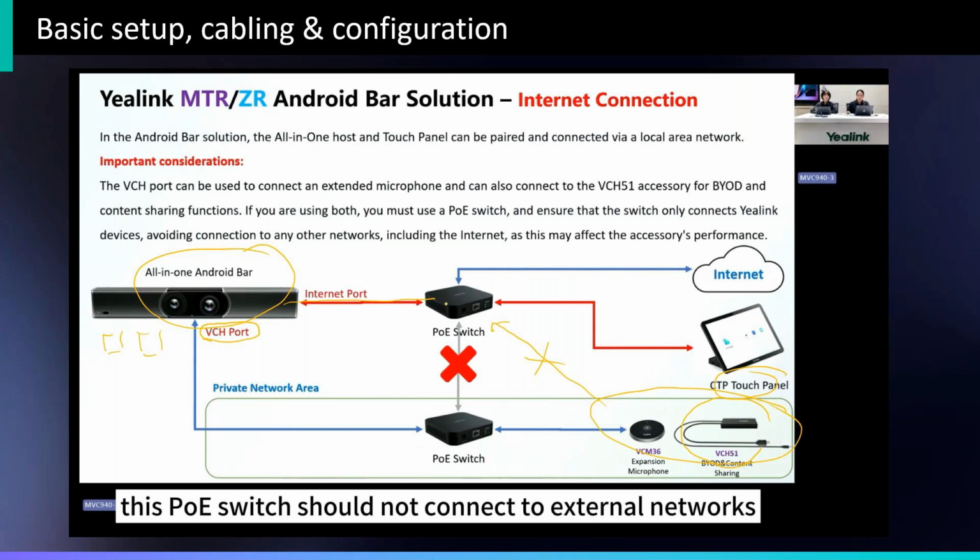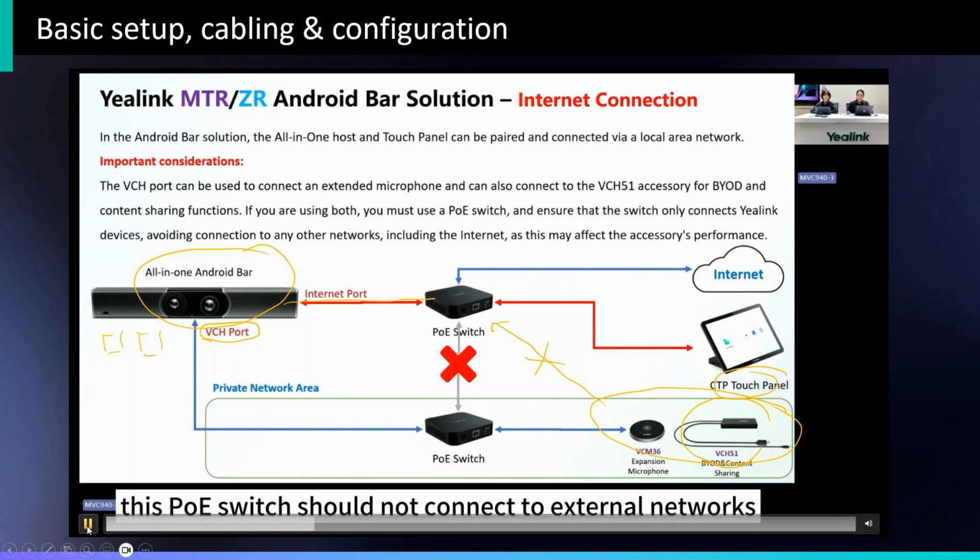Now, as said before already, the CTP touch panel can be either paired via the corporate network, or it can be paired directly to the VCH port. If we connect it via the corporate network, we have to make sure that they are in the same subnet. So the bar and the touch panel have to be in the same subnet, and most likely on the same switch. More on that later on. I go forward with this one here.